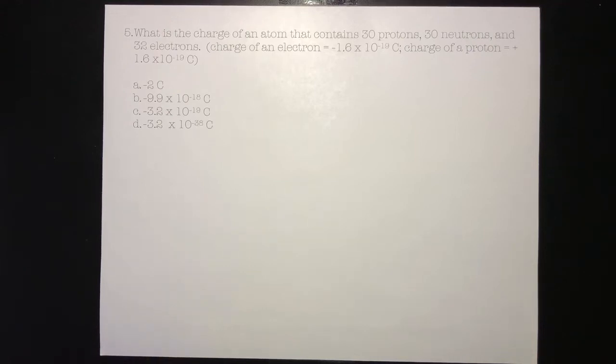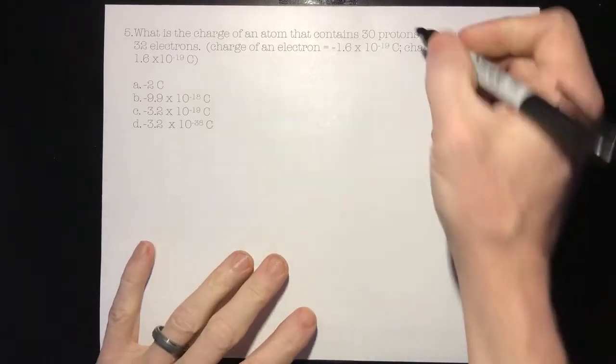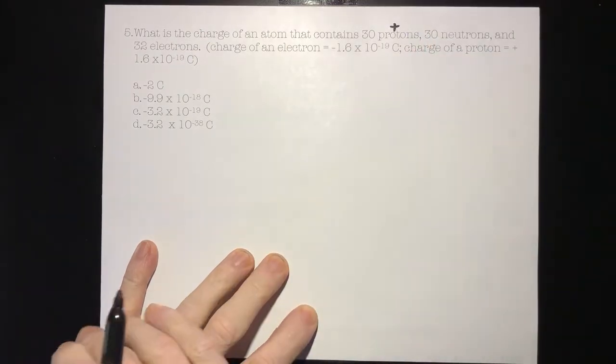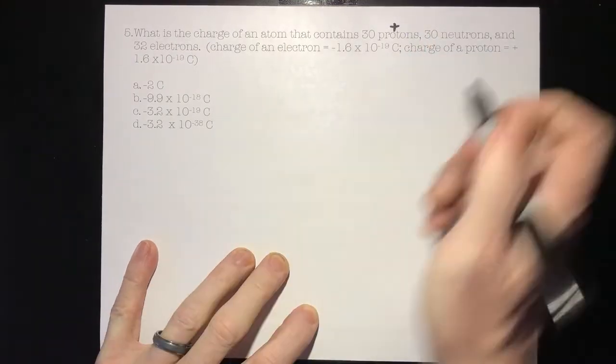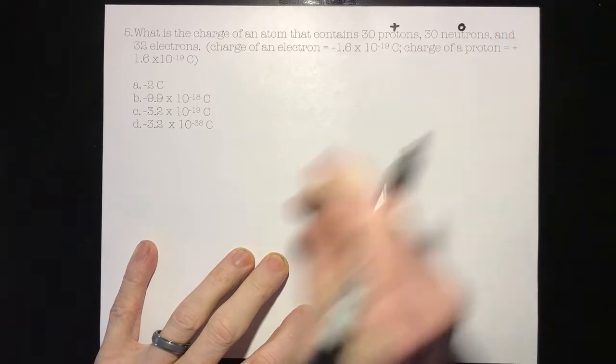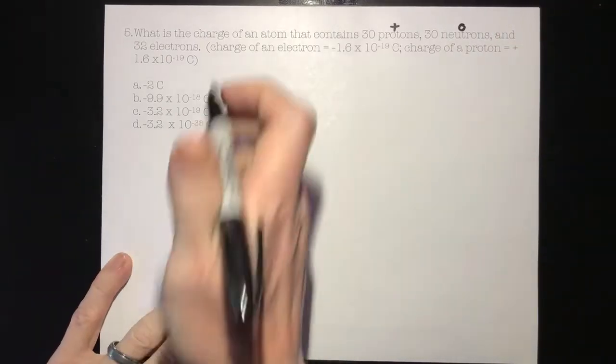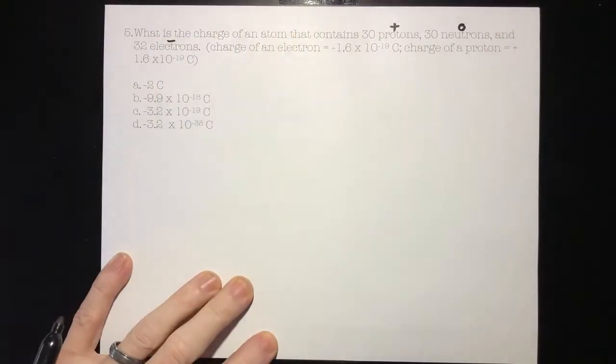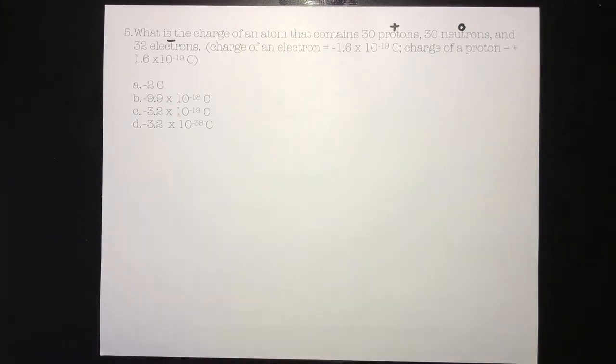What is the charge of an atom that contains 30 protons, or positive particles, 30 neutrons, neutral particles, and 32 electrons, negative particles? The problem tells us the charge of an electron is negative 1.6 times 10 to the negative 19 coulombs, and the charge of a proton is positive 1.6 times 10 to the negative 19 coulombs.